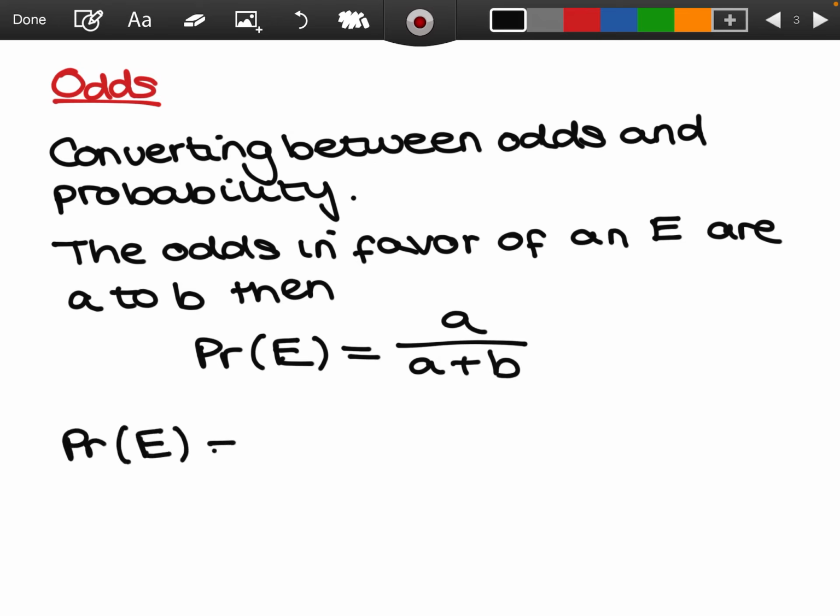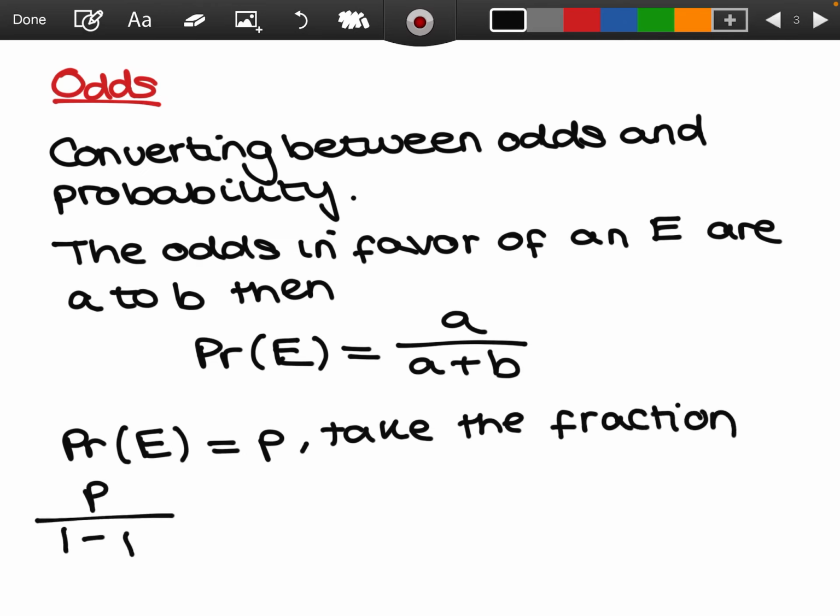Going the other way, if you're given that the probability of E is equal to, we'll call it little p, then what I want you to do to convert it to odds is to take the fraction p over 1 minus p, and then I want you to reduce it down and simplify it.